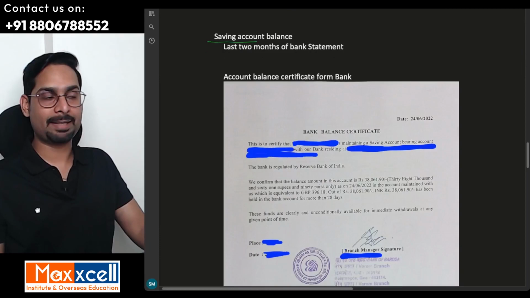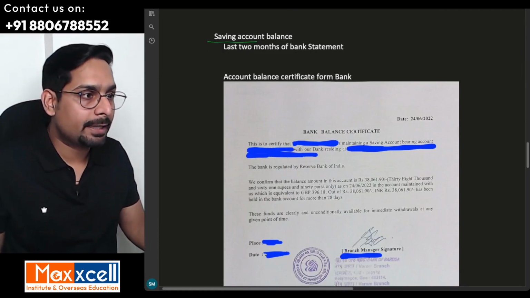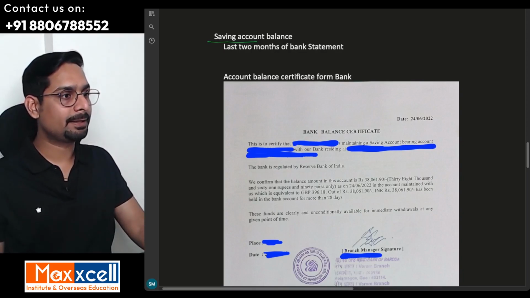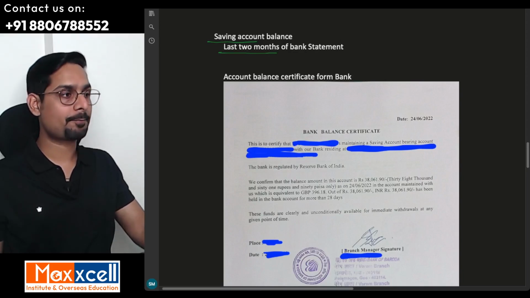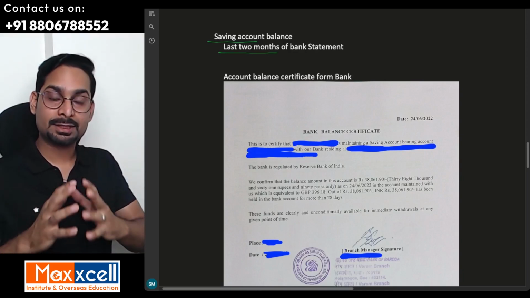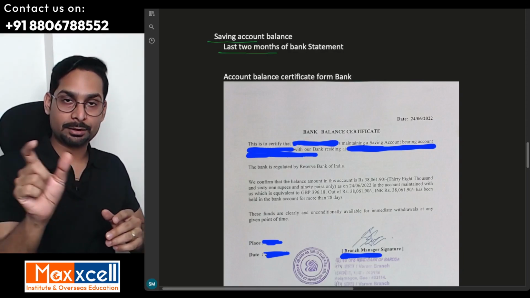Next is saving bank account. If you're showing your funds in the saving bank account form, then again you need to show the saving bank account statement of the last 2 months. There should not be any kind of suspicious activity or suspicious transaction during these 2 months.